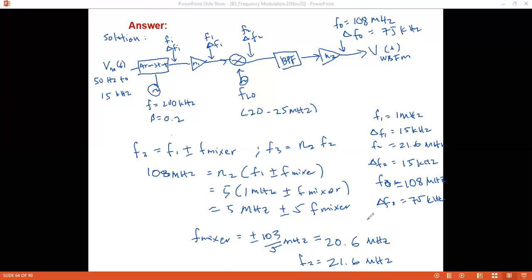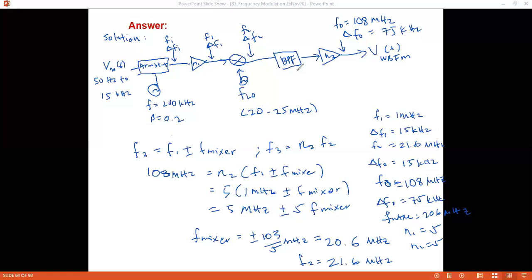F mixer also you have to label, 20.6 megahertz. And our N1 is equal to 5, N2 is also equal to 5. So all of these values you have to label in your solution. Actually it's not that difficult because the equations are all very simple. You just need to solve them one by one.